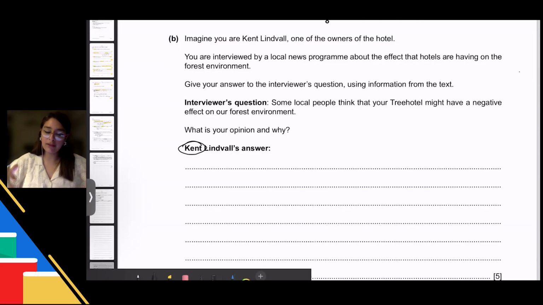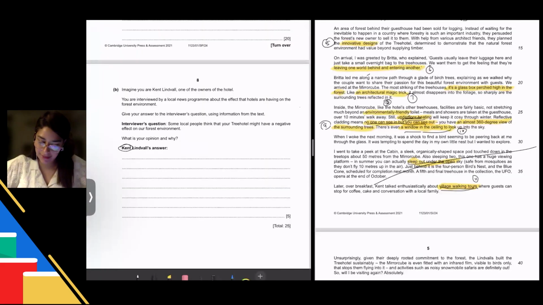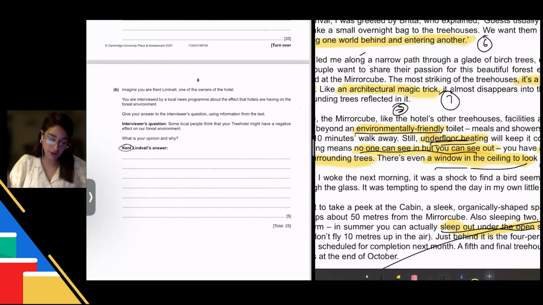Talking about how the passage says environmentally friendly, that phrase highlights the idea that he is someone who values nature. So it is a very eco-friendly, sustainable treehouse. So how can this have a negative impact on the forest environment?